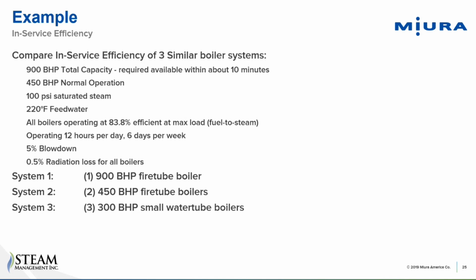They're going to operate 12 hours a day, 6 days a week. So we're going to shut down once per night and then for a whole day on the weekend. We're going to say they're all operating at 5% blowdown, and they all have 0.5% radiation loss. So system 1, let's do 1 900 boiler horsepower fire tube boiler. We've got the built-in capacity there. For system 2, we're going to say 2 450 boiler horsepower fire tube boilers. The second boiler is going to remain hot to be ready to come up to full load. And then the third system is going to be 300 horsepower small water tube boilers.